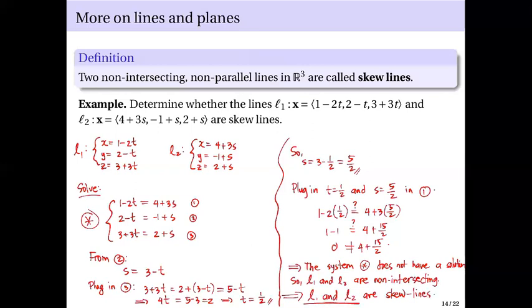Okay? So again, two things that you need to show. If you want to show that lines are skew lines, they must not be parallel and they must not be intersecting. For parallelism, all you need to do is to check whether the vectors to which each line is parallel to are parallel or not. And then for intersections, you need to solve this system.